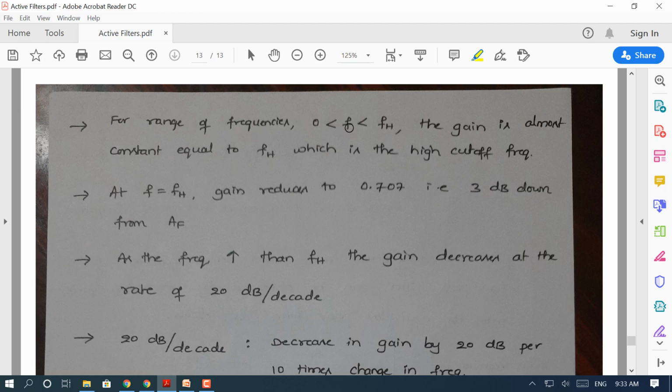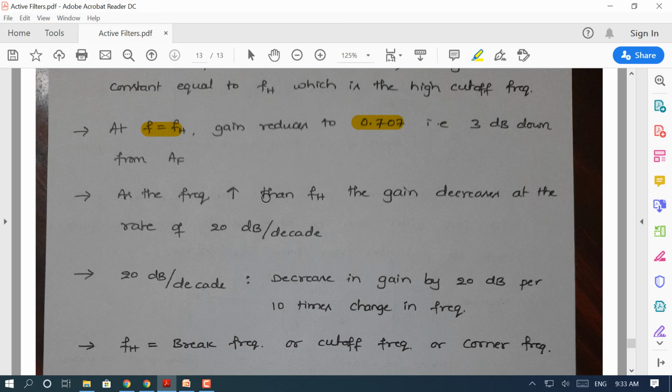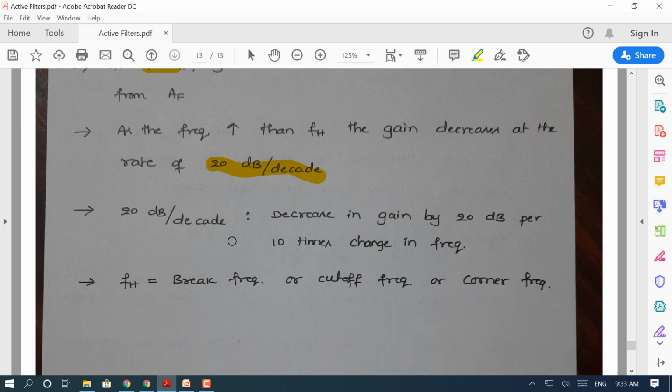For the range of frequencies from 0 to fh, the gain is almost constant and equal to AF. At f equal to fh, the gain reduces by a factor of 0.707, which is equivalent to 3 dB down. This can be used to calculate the bandwidth. As the frequency increases beyond fh, the gain decreases at the rate of 20 dB per decade. This is a low pass filter, therefore the gain has to decrease at the rate of 20 dB per decade.